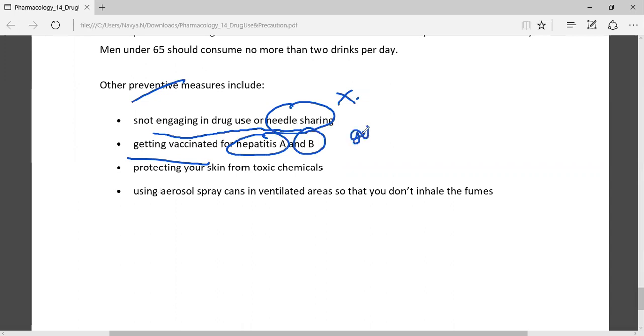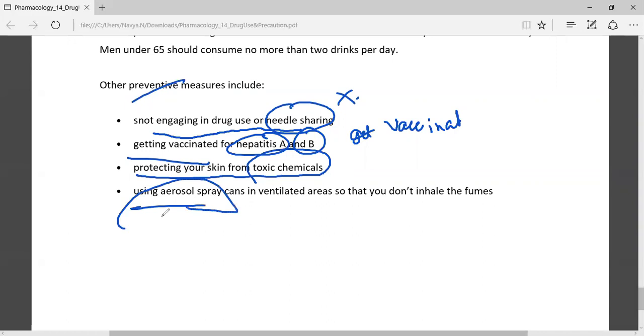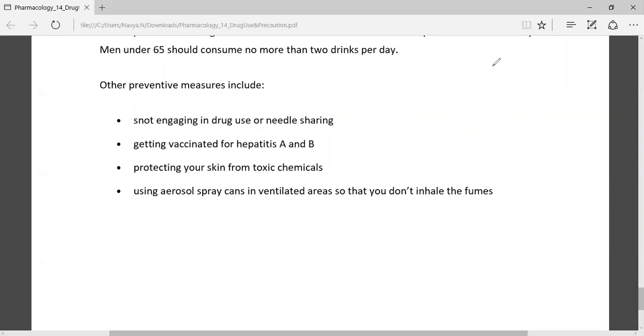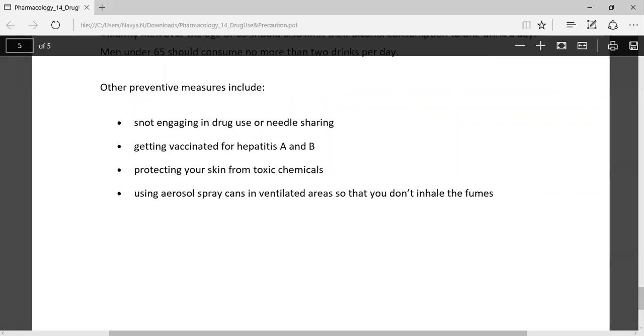So get vaccinated. Vaccines are used to treat or to cure the disease, and protecting the skin from the toxic chemicals. There are huge chemicals there, so completely protect the skin from the toxic chemicals. And use aerial spray. Why aerial spray? It can cancel the ventilated area, so that the patient doesn't inhale the fumes. So these are some of the prevention things of the disease.